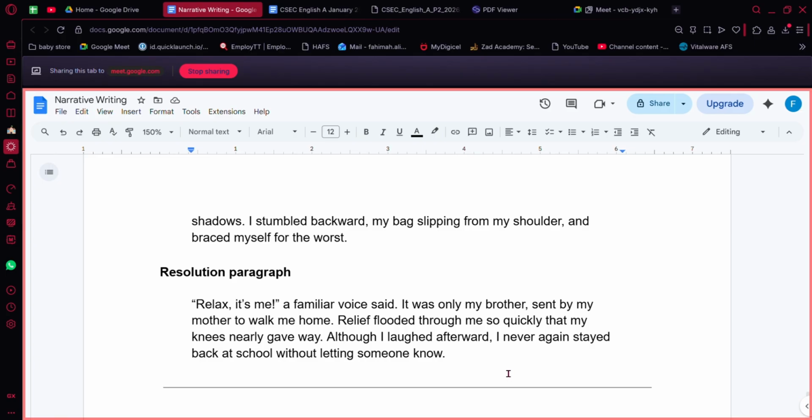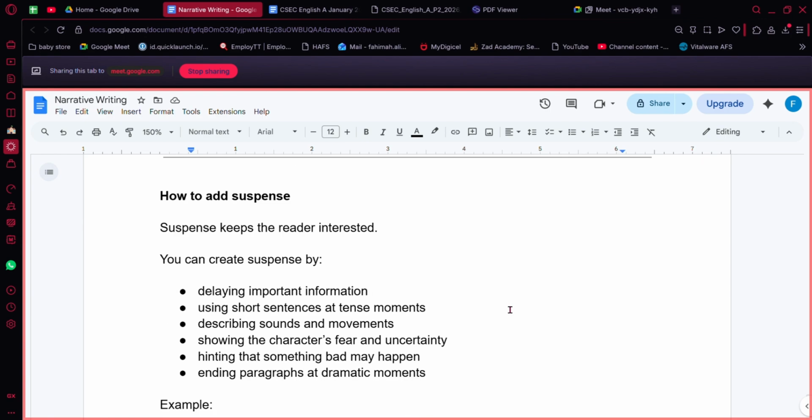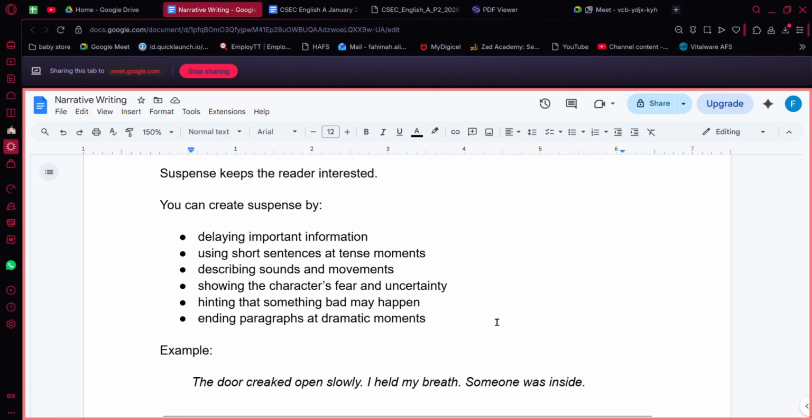So how do you add suspense to your story? You could create suspense by delaying the important information, taking long to give it, but you don't want to take so long that your readers get bored. You also want to use short sentences at the tense moments.